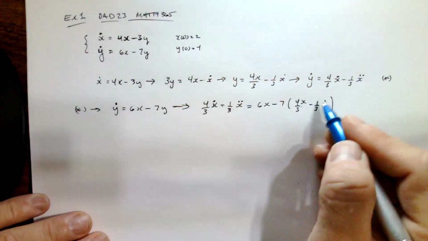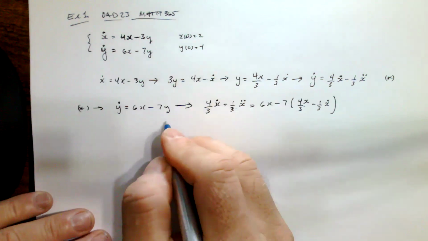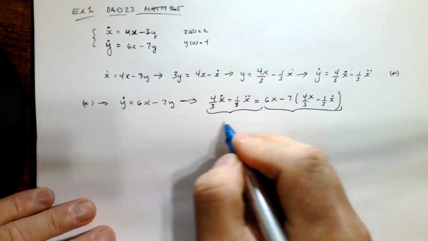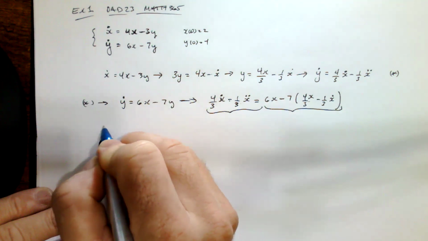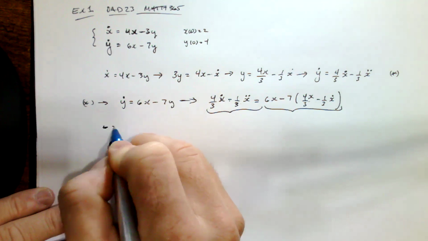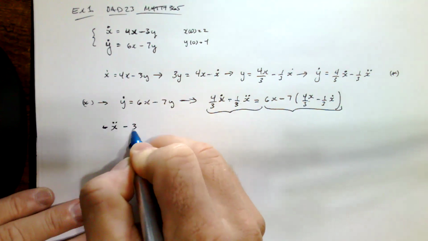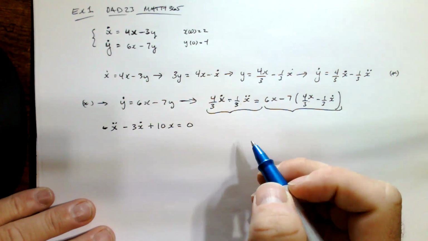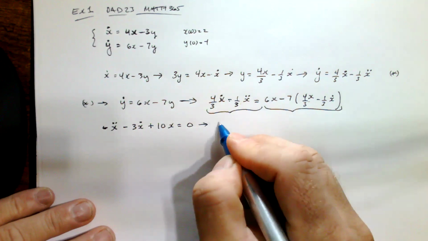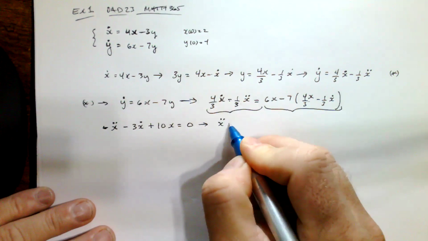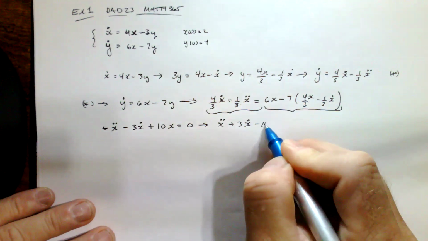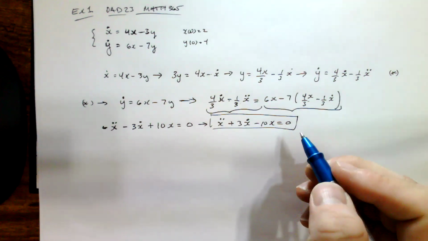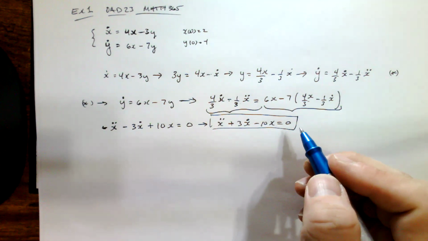Okay, so simplifying and writing it in a more standard notation, this whole thing simplifies to negative x double dot minus 3x dot plus 10x equals 0. Or we can simplify a little bit more: multiplying through by negative, you get x double dot plus 3x dot minus 10x equals 0. So this is now the differential equation that we will look to solve.